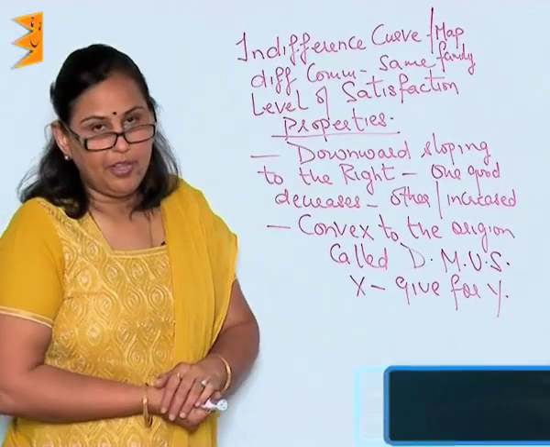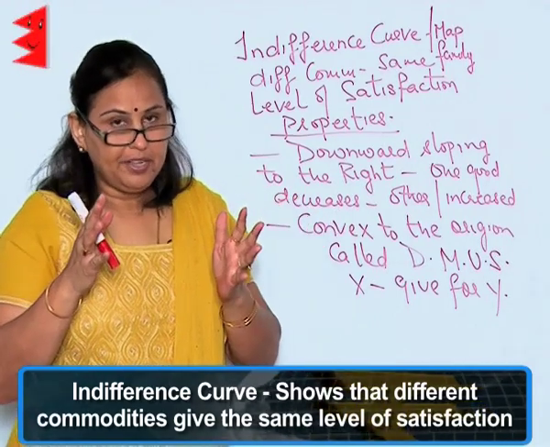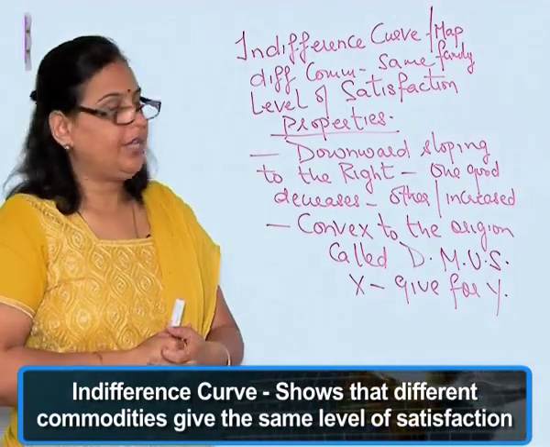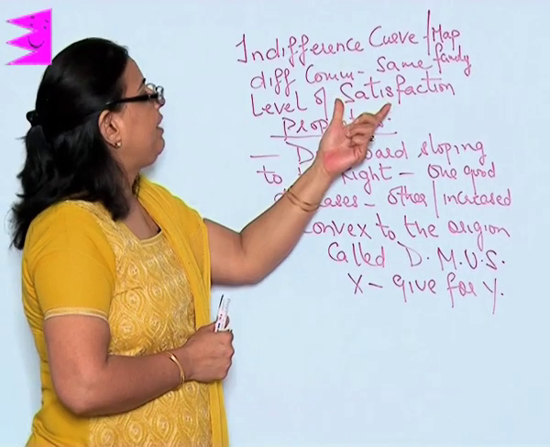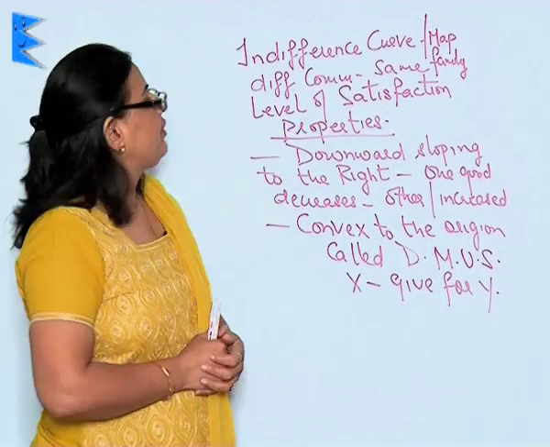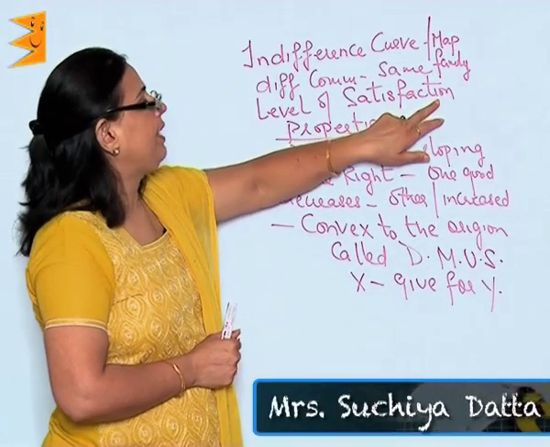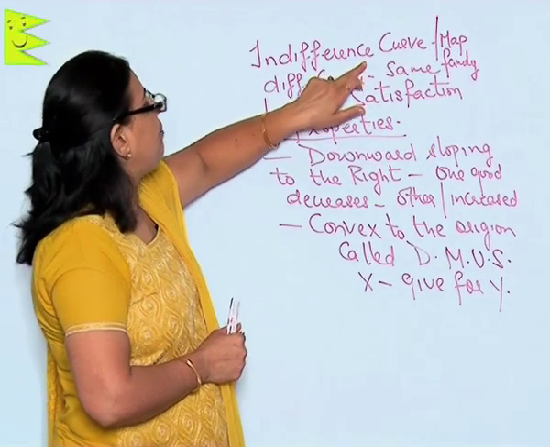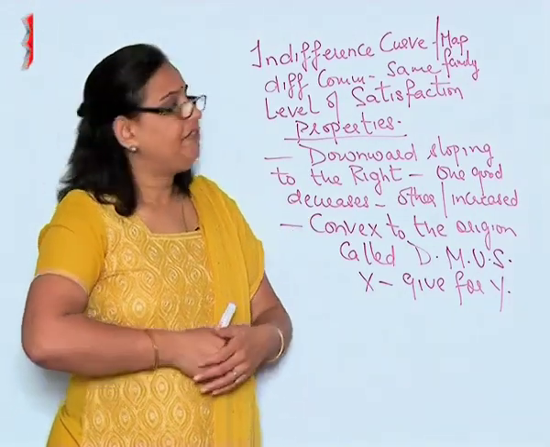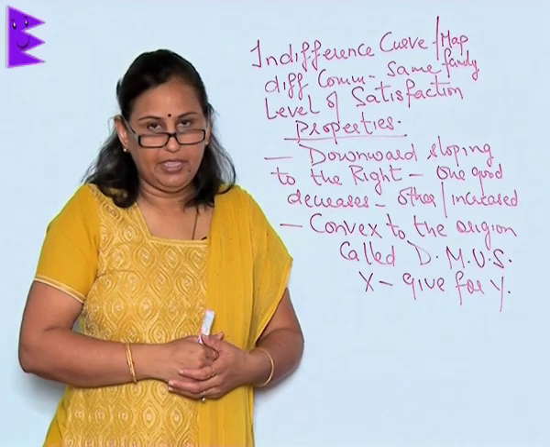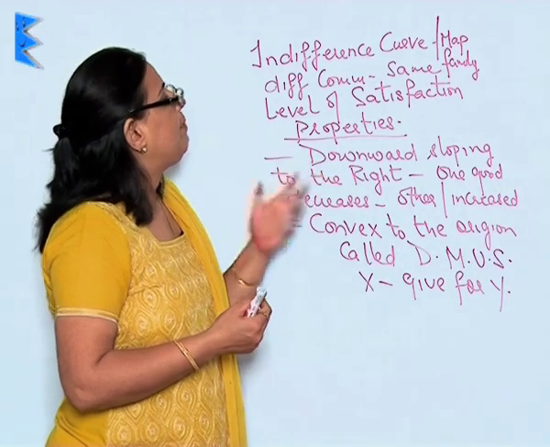Indifference curve is the curve which shows that different commodities can yield the same satisfaction level to the consumer. So different commodities consumed might be giving the same satisfaction to the consumer. When the level of satisfaction remains the same after consuming different commodities, it will be depicted on the indifference curve. And an indifference map is when a family of indifference curves is depicted graphically.